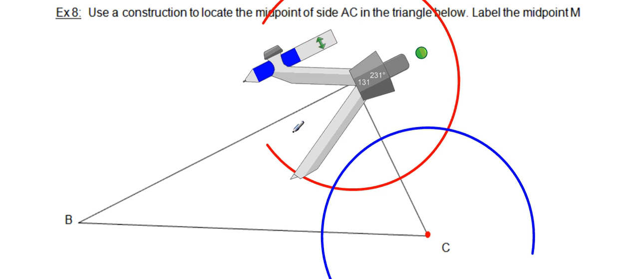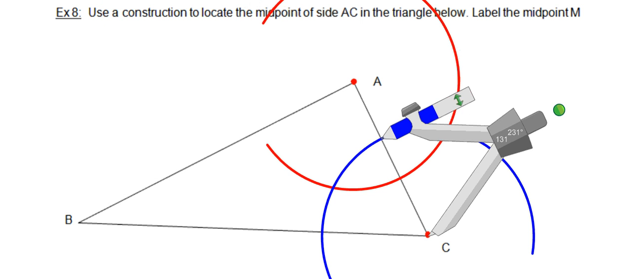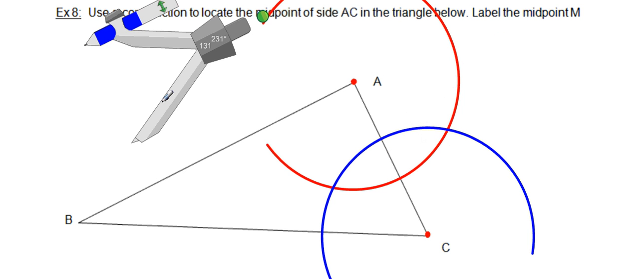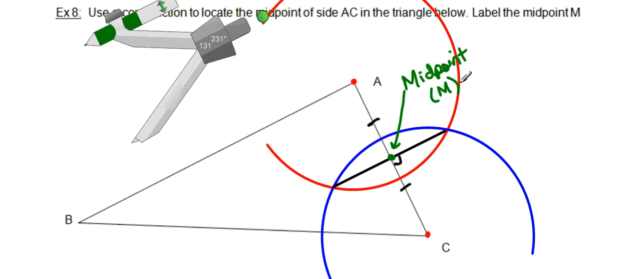Now that I've got that done, I'm going to move my compass out of the way. Grab my straight edge and connect the places where those arcs meet. So that represents the perpendicular bisector of side AC. So those two are equal. Because those two segments are equal, that's going to make that point right there the midpoint of segment AC. And I think they wanted us to label that with an M.